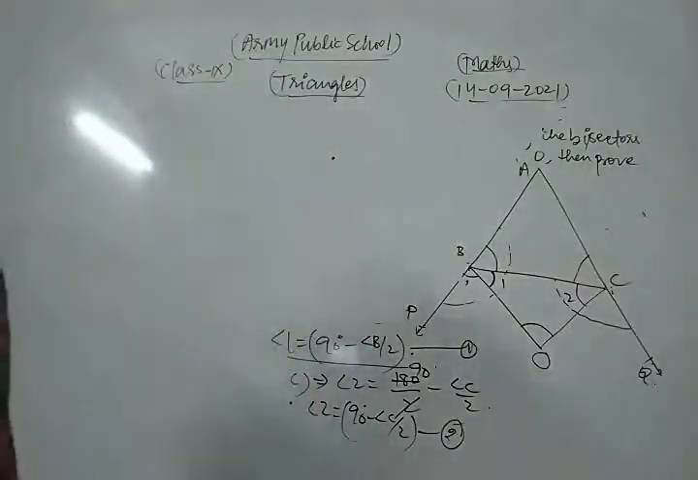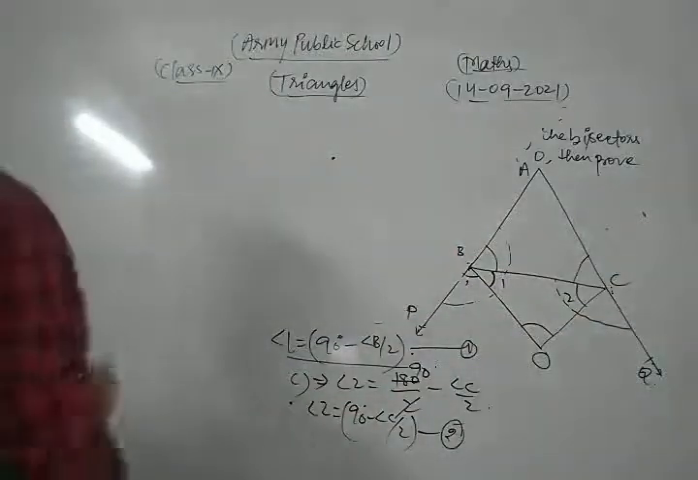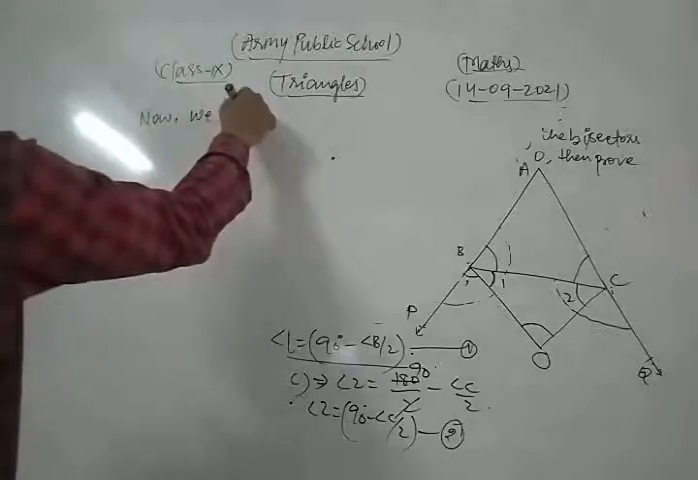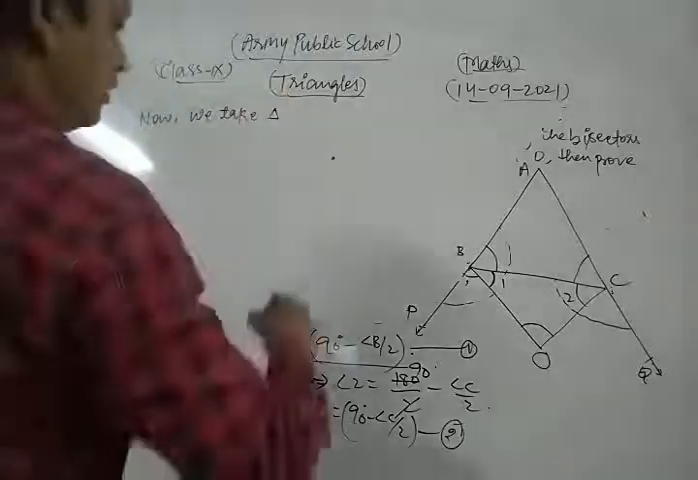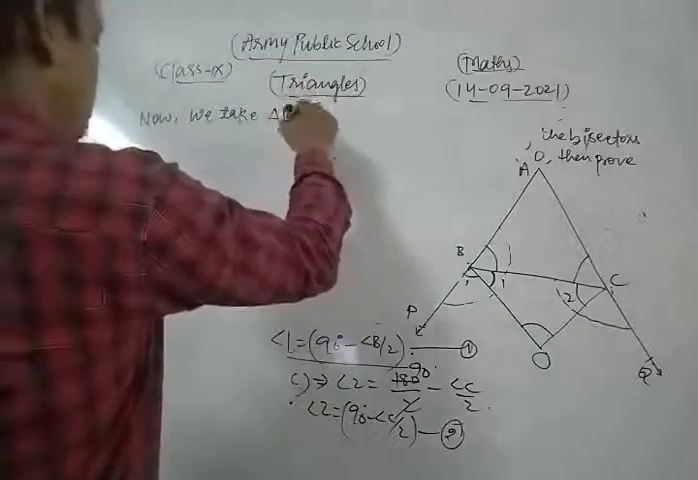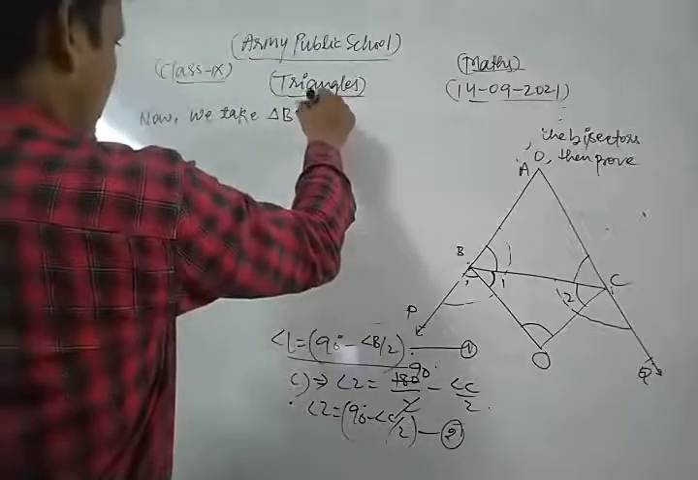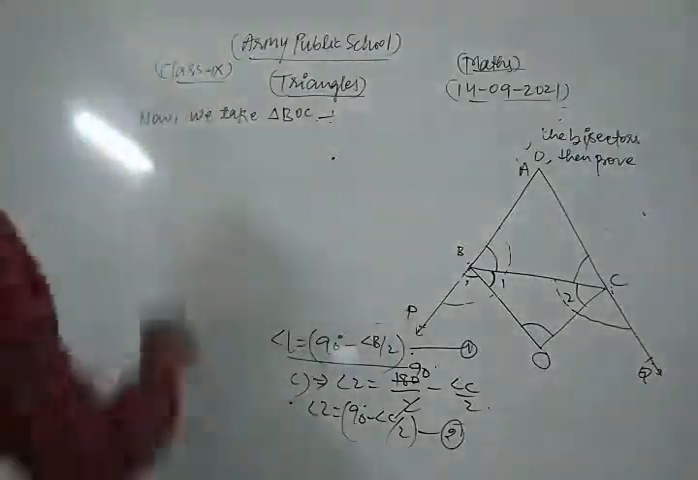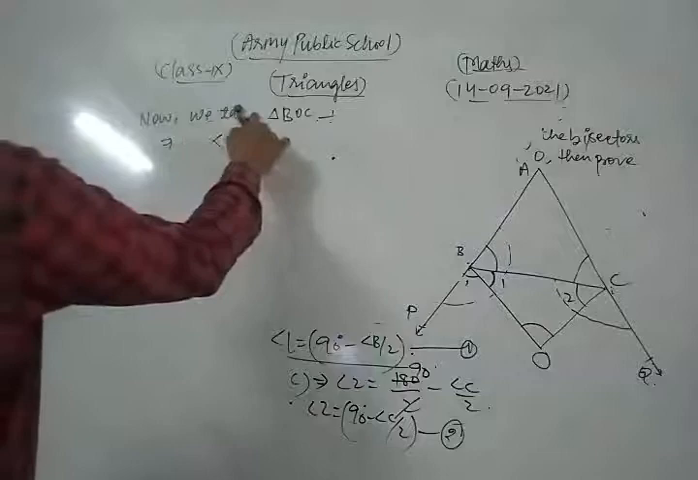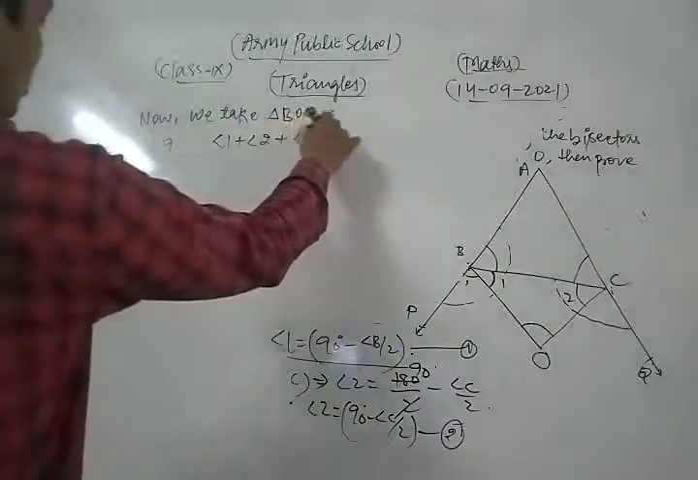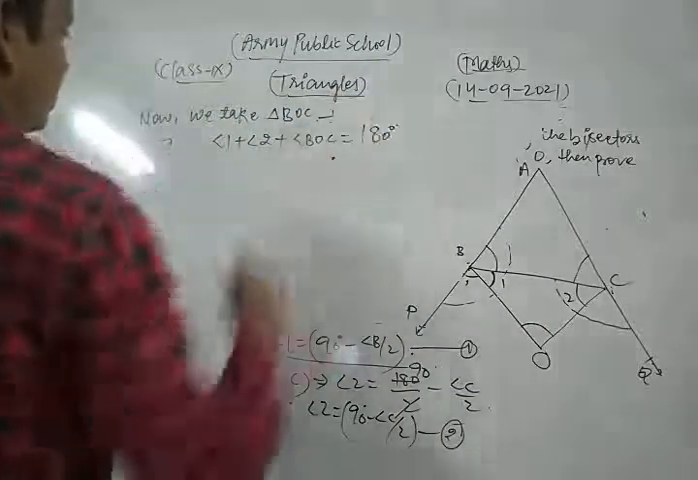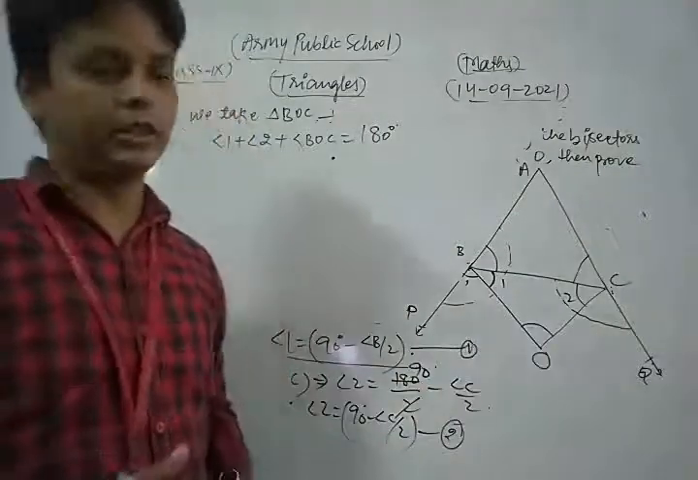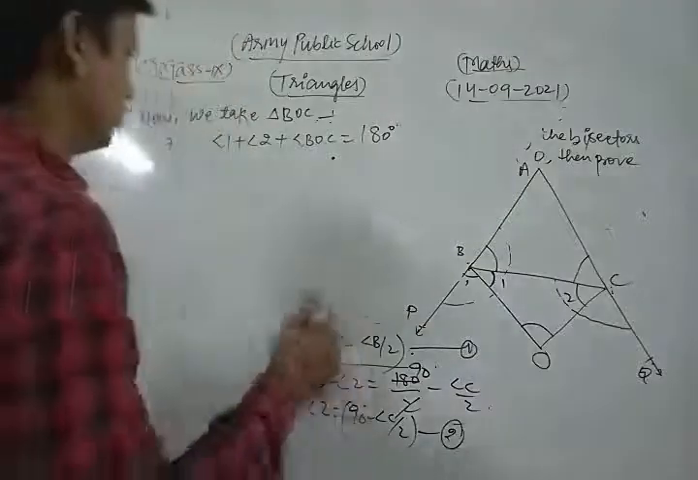Now we take triangle BOC and we apply the angle sum property of the triangle. So here angle 1 plus angle 2 plus angle BOC is equal to what? 180 degree, means the sum of all interior angles of a triangle is 180. Now we put the value of 1 and 2.